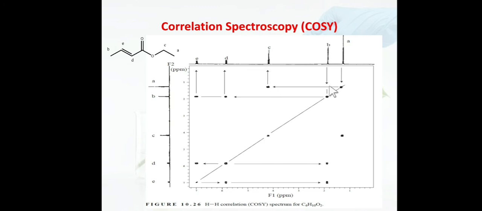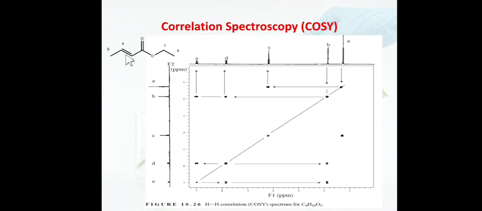There is no other coupling partner for A. Okay, A is coupling with C. This is how we can correlate. Now how about C? C is coupling with only A, with no other coupling partner. How about B? Now this is the peak for B. If we go off diagonal, it is coupling with D and it is coupling with E. That means B is coupling with E and D.